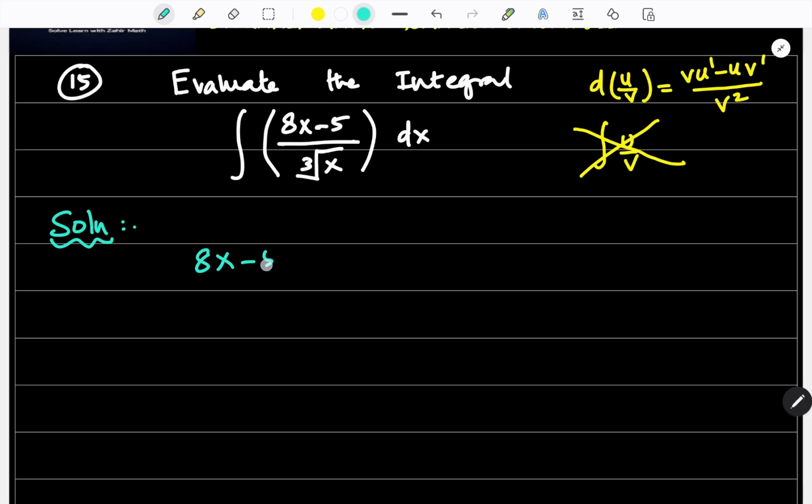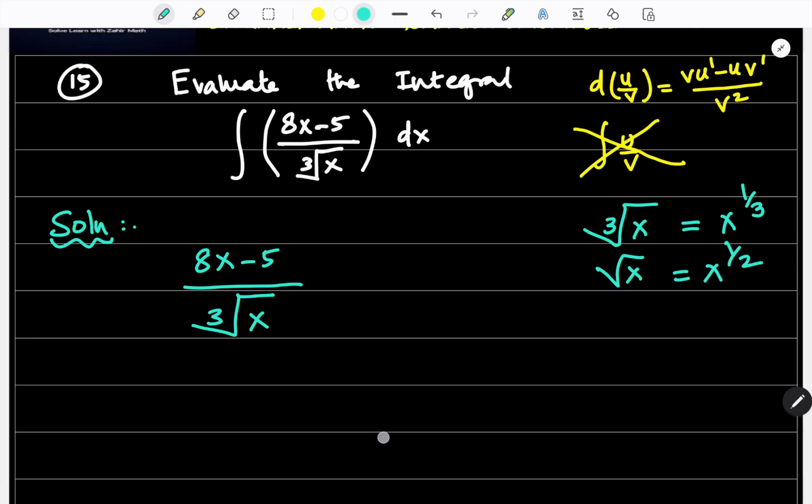This is 8x minus 5 divided by cube root of x. First of all, let me tell you what is cube root of x, which is x to the power of 1 over 3. Clear? Right. So what is square root of x, which is x to the power of 1 over 2. So it means the 2 is inside here. But if the question is like this, it is nothing but 3 times x to the power of 1 by 2. Look at the difference. 3 is inside here, 3 is outside here. So keep it in your mind.